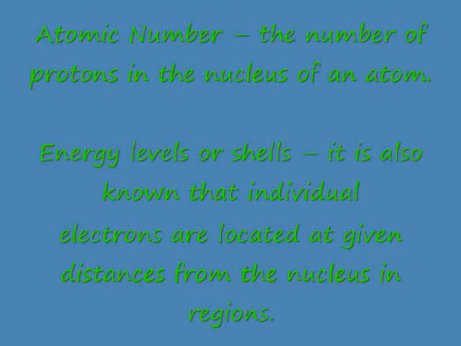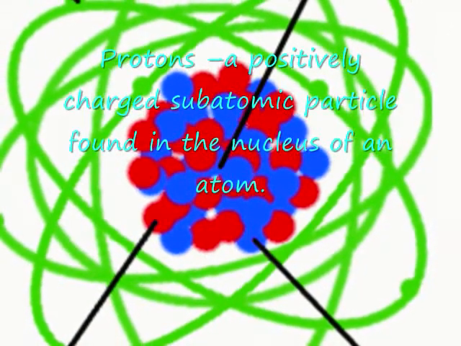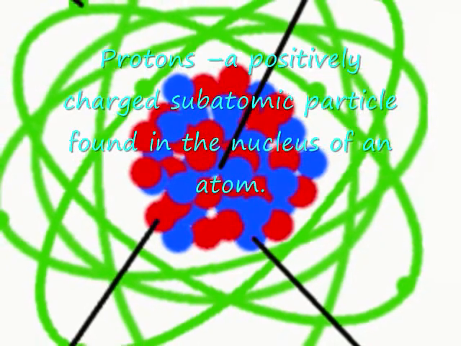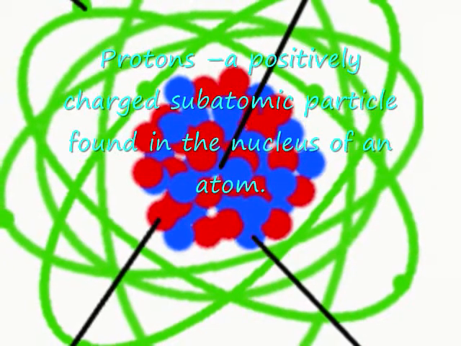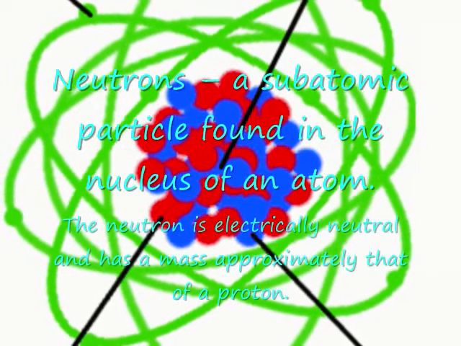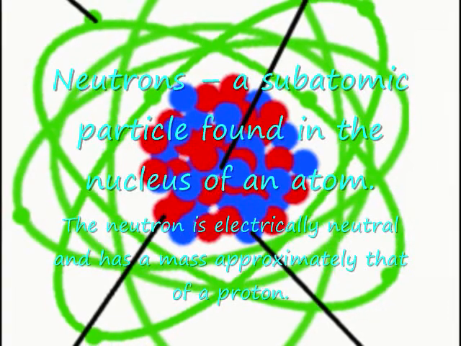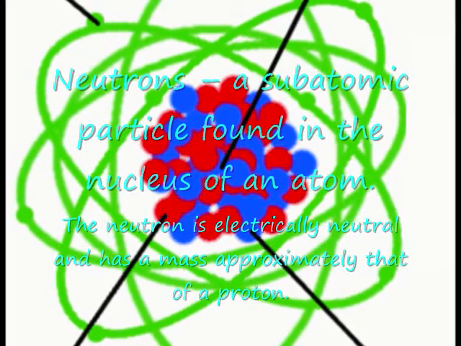The electrons are located at given distances from the nucleus, in regions around the nucleus of an atom. Protons, a positively charged subatomic particle found in the nucleus of an atom. Neutrons, a subatomic particle found in the nucleus of an atom. The neutron is electrically neutral and has a mass approximately that of a proton.